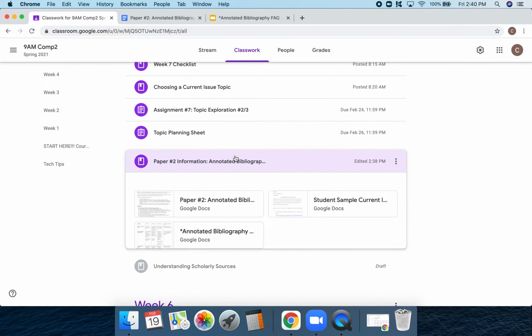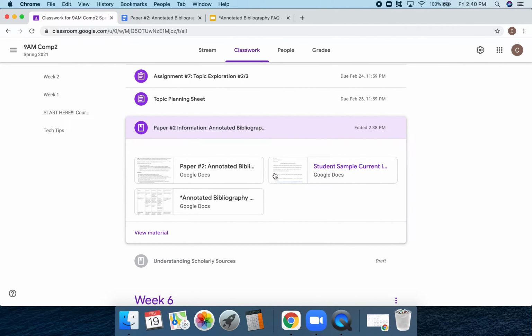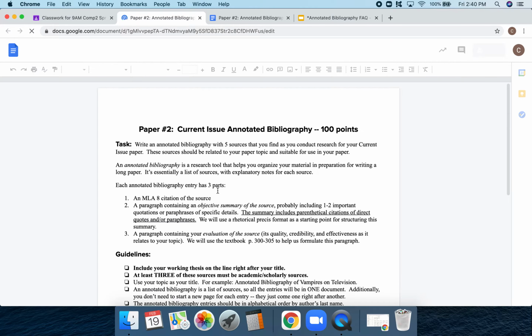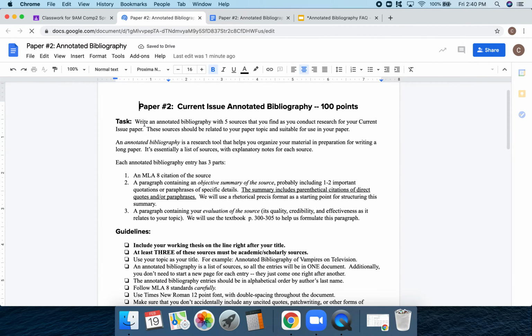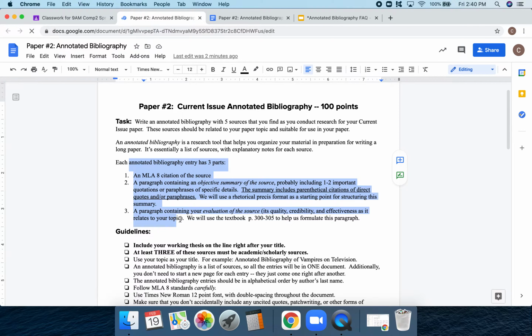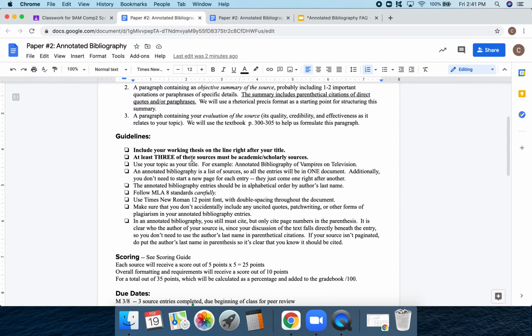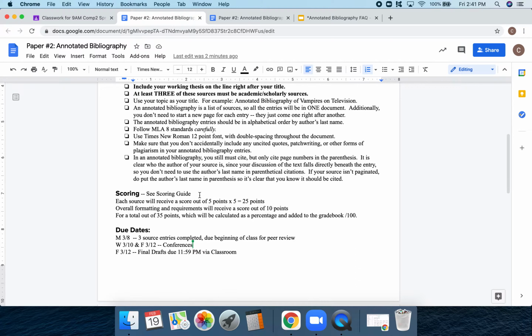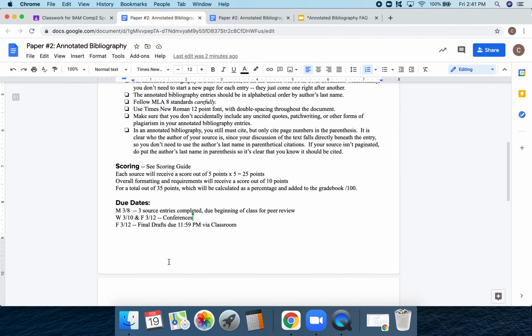So you're going to go to where it says paper number 2, information, annotated bibliography, which is also where you found this video. You'll see a couple things on there. The first one is the paper number 2 assignment sheet. This assignment sheet includes all of the requirements for the annotated bibliography, as well as the 3 parts each annotated bibliography entry will have: the citation, the summary, and the evaluation. The overall guidelines, requirements for the paper, information about the scoring, and the due dates, which you can also, of course, find on the checklist or course schedule.